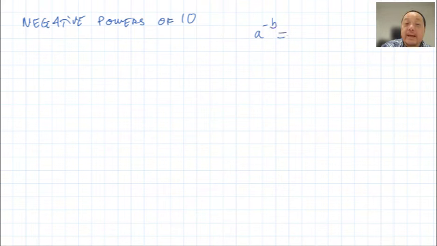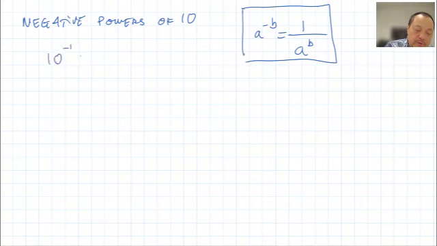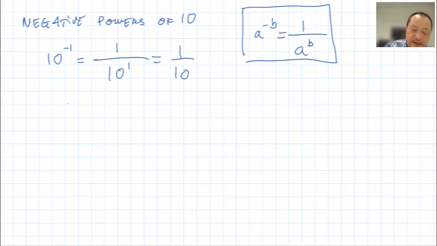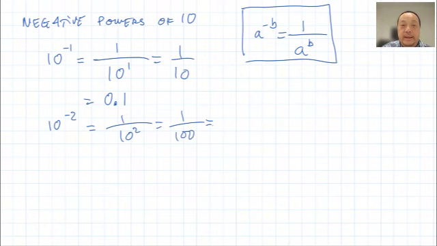Negative powers means 1 over the positive power. So 10 to the negative first or negative 1 power is 1 over 10 to the first, which is 1 over 10. And then if I divide this out, 1 divided by 10, so go ahead and try that on your calculator, is 0.1. 10 to the negative 2 is 1 over 10 squared. It's 1 over 100. And again, get out your calculator and divide it.